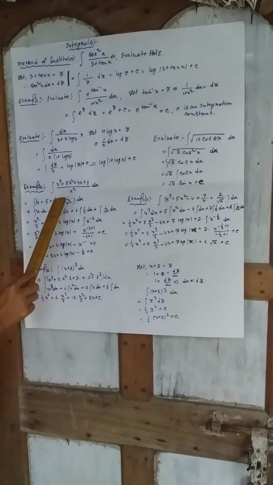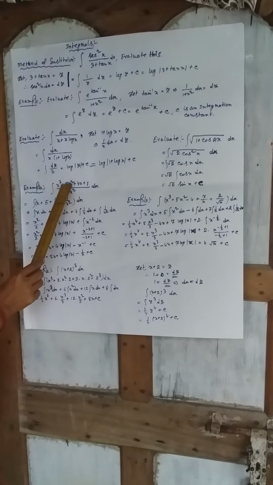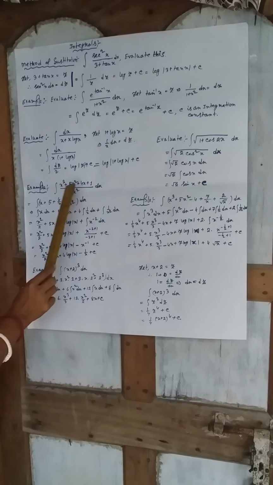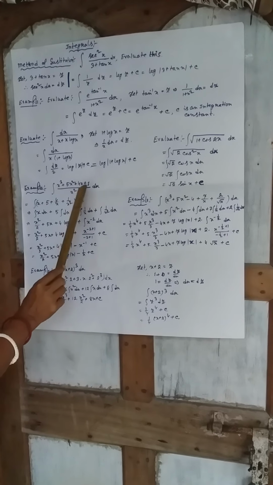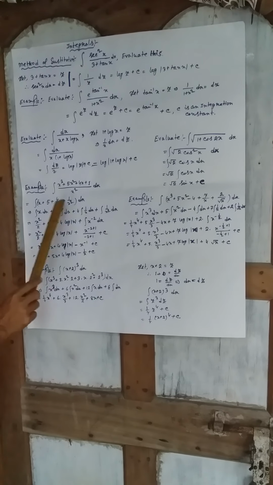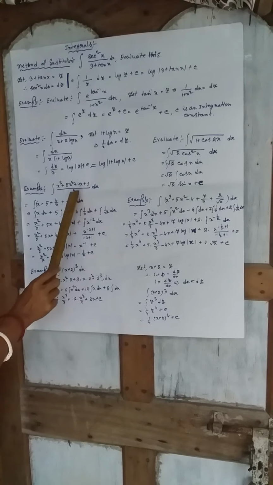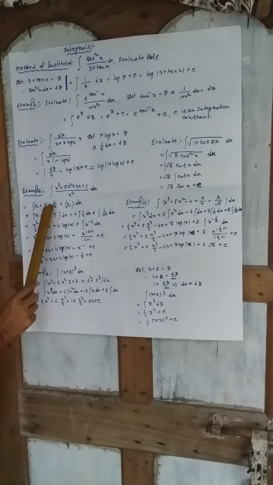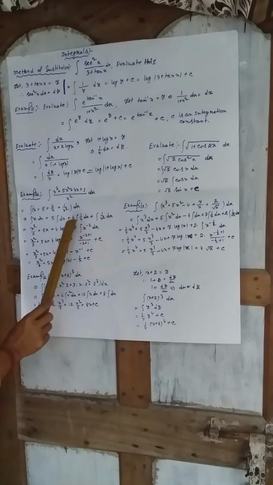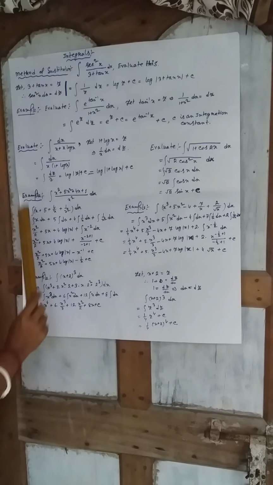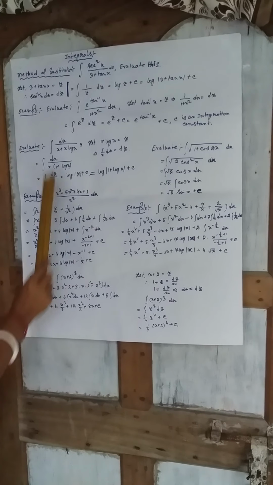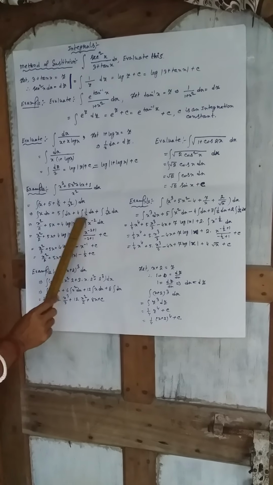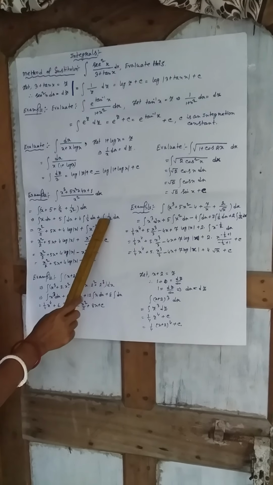And the next example is integration of x cube plus 5x square plus 4x plus 1 by x square dx. Evaluate this. Now separate the function by dividing by x square, and we get x plus 5 plus 4 by x plus 1 by x square. Now separate all the functions for integration, then integration of x dx, 5 into dx, plus 4 into 1 by x dx, plus 1 by x square dx.